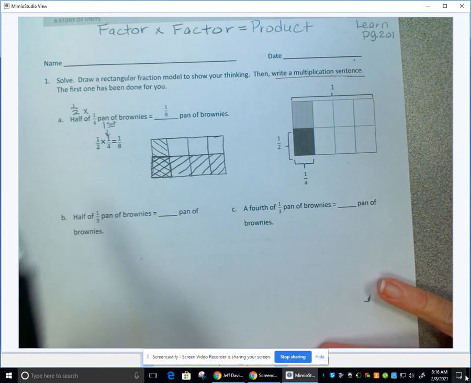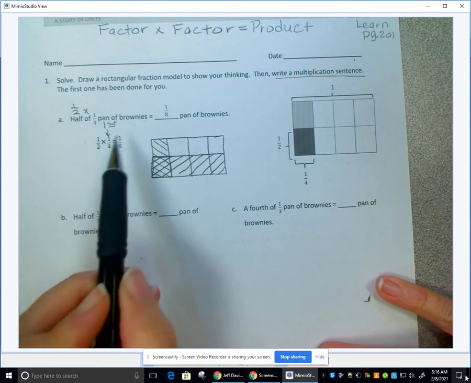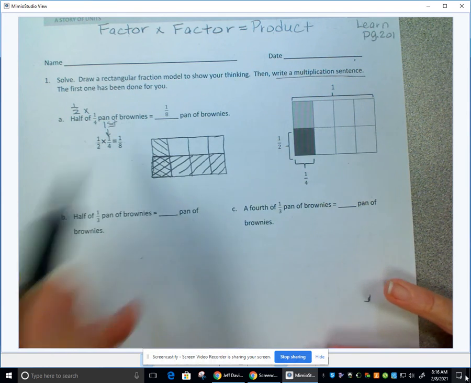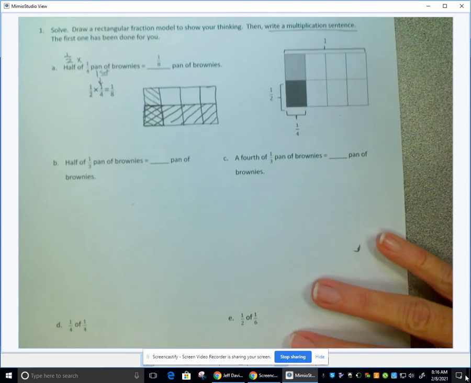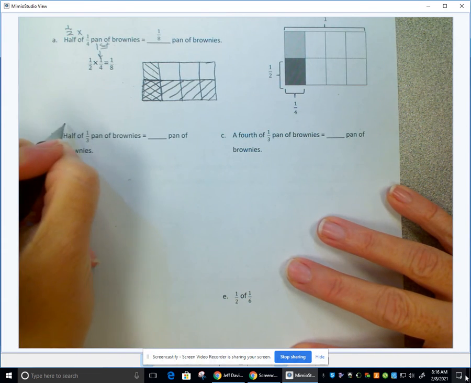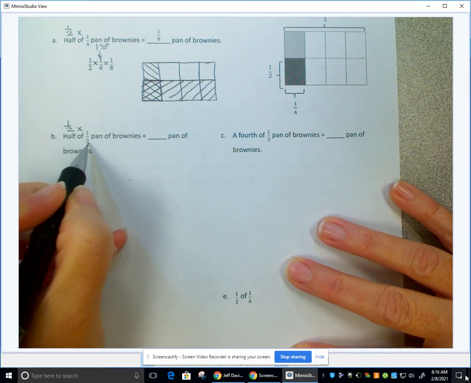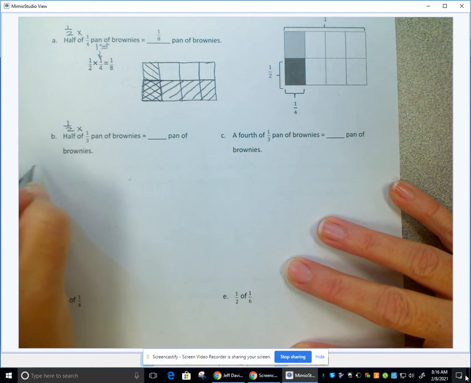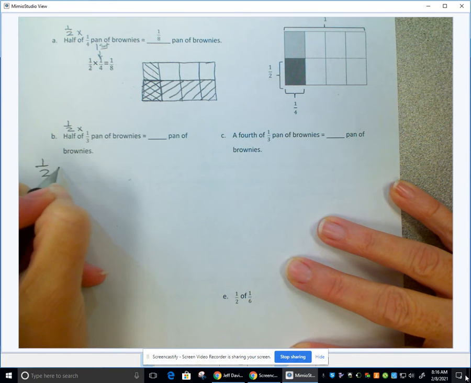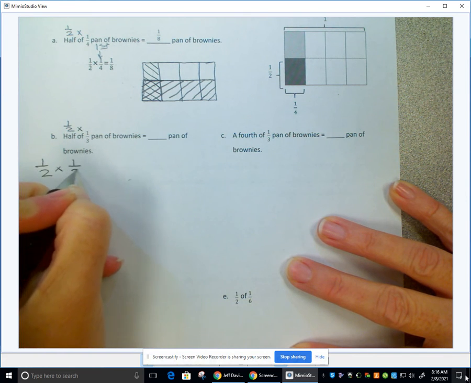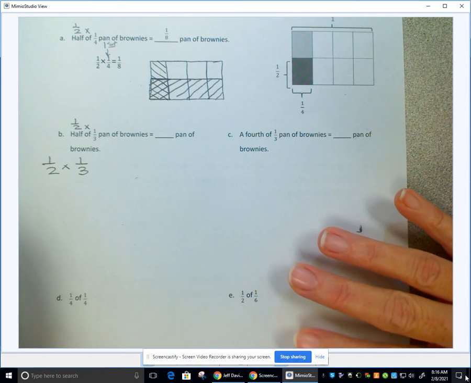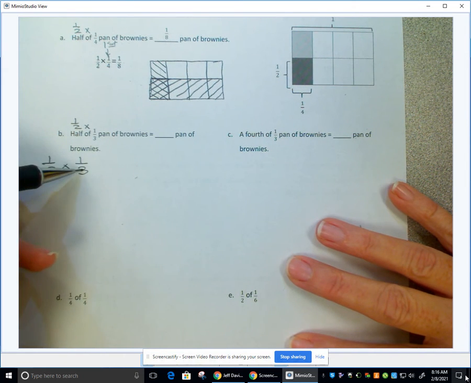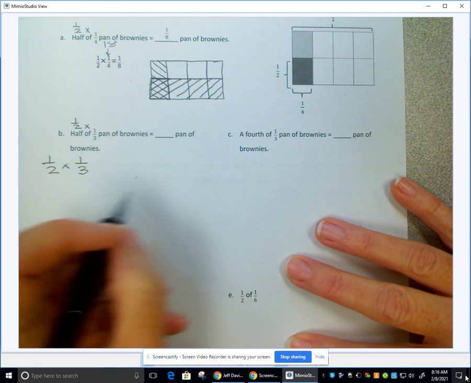We're going to draw a picture and we're going to write a number sentence. Now, they had already done this one for us. This was mainly an example we were just using. So let's go on to B. Half of, we know that means times, half of 1/3 pan of brownies. So that is half times 1/3. Now, what was there first? If I want half of 1/3, that means 1/3 was there first.